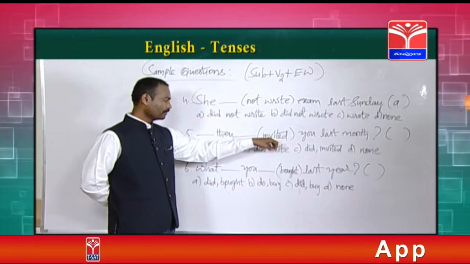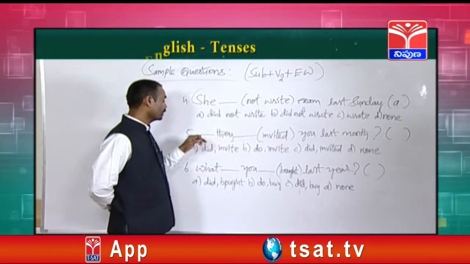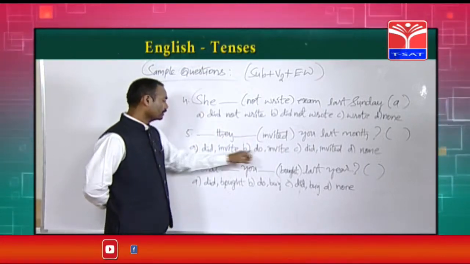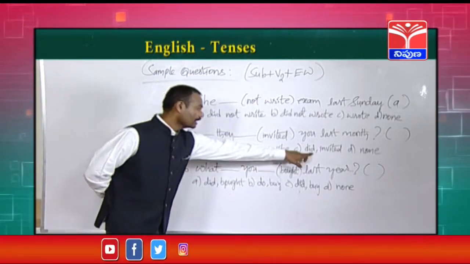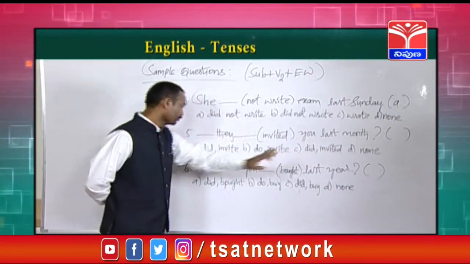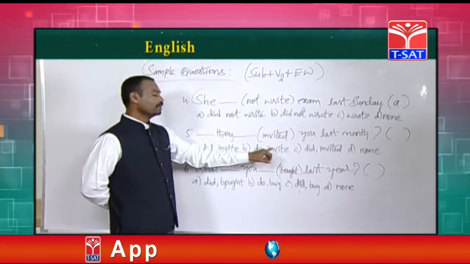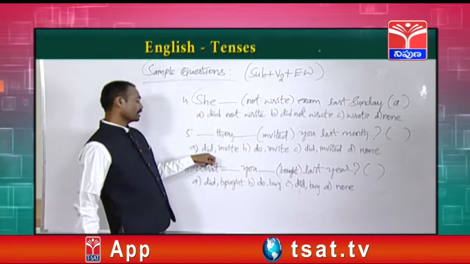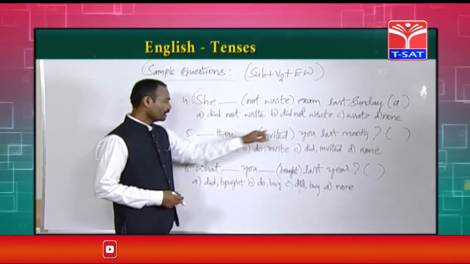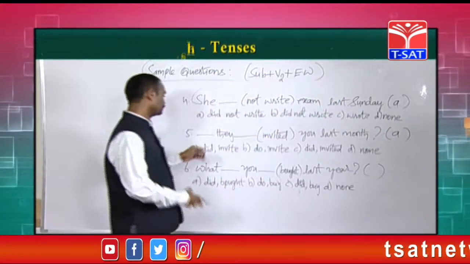What is the V1 of invited? Invite. Invite is the V1 of invited. Did plus invite we should take. "Did invite," okay. "Do invite" is wrong. Did is correct, but invited, V2, is there, so it is wrong. Did invite, do invite. Which one is the right answer? Option A. A is the answer. Did they invite you last month? A is the answer here.